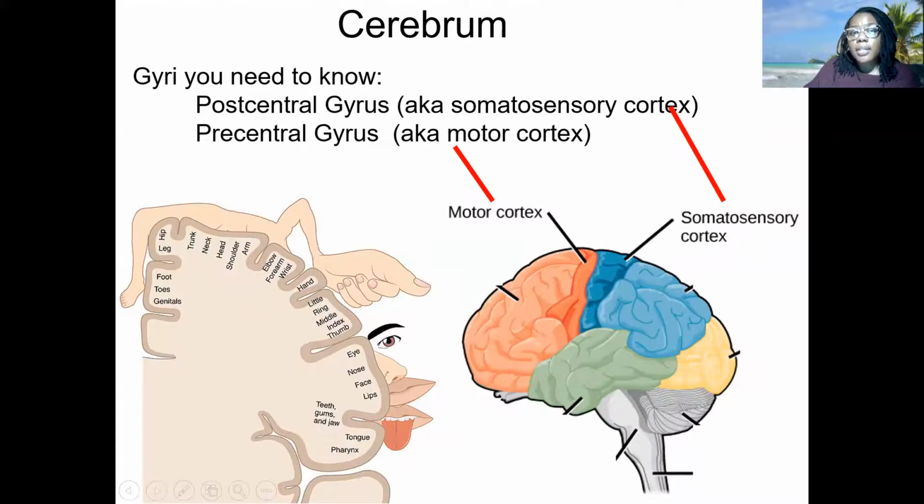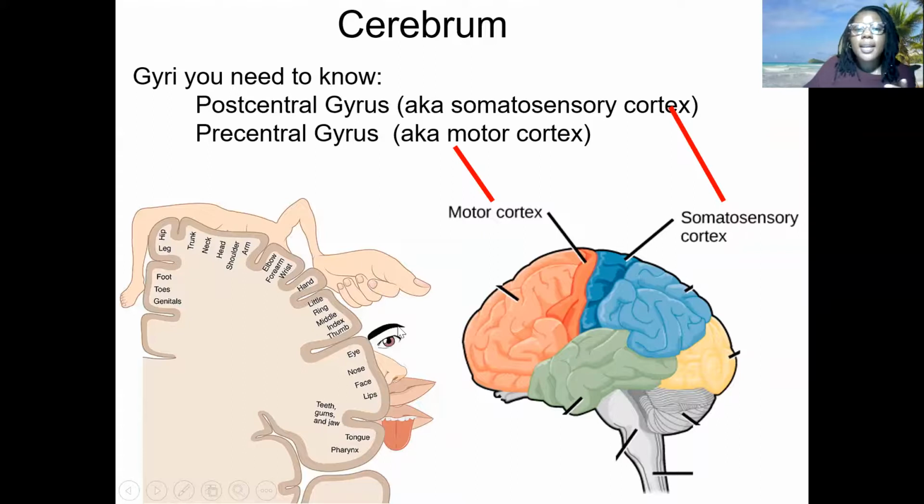So if you look at this frontal view or this sectional view of that gyrus, we can see the different parts of the body that are being represented here in terms of the sensory component. So we can see the genitals, that's closer to the midline. This is the area of the brain that controls sensation to the genitals. We can see sensation to the hip. We can see sensation to the arm, the hand, etc., etc.